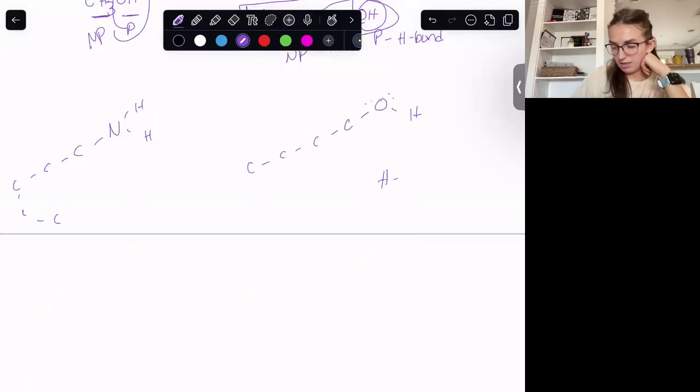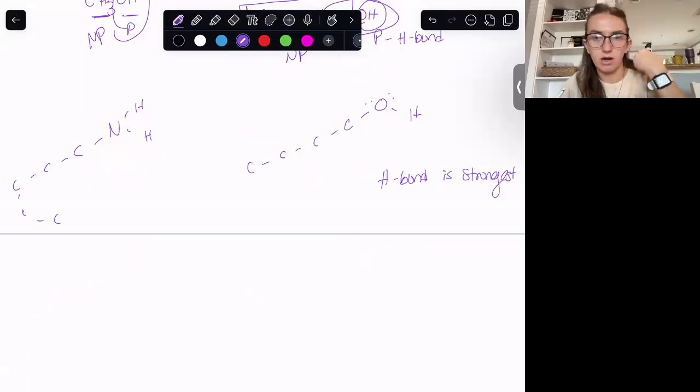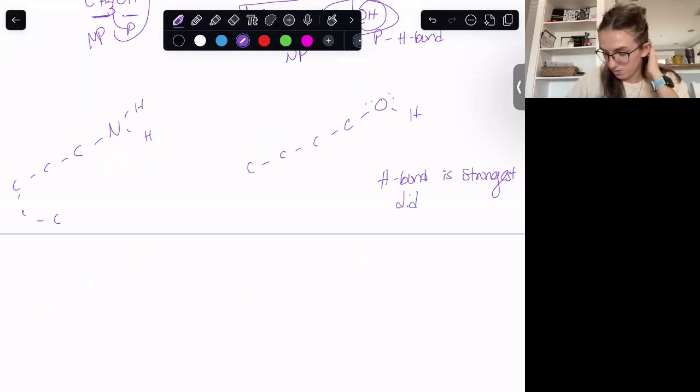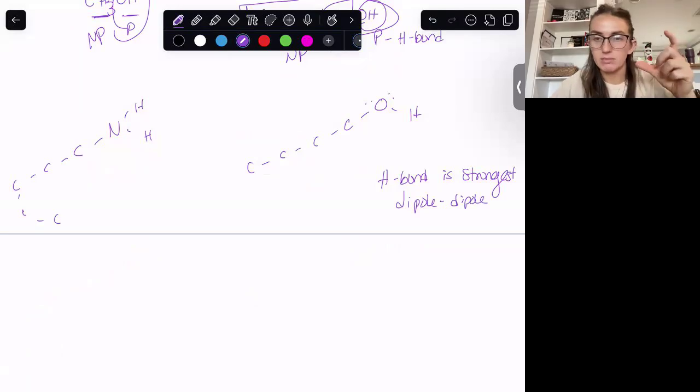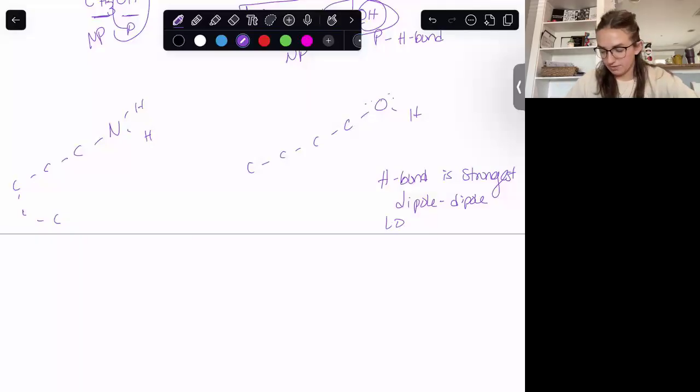But right, your hydrogen bond is your strongest in terms of covalent compounds or covalent bonding. H bond is strongest, and then dipole-dipole. A hydrogen bond is a dipole-dipole interaction that's just a little elevated, stronger than a regular dipole-dipole interaction. And then LDFs are your weakest.